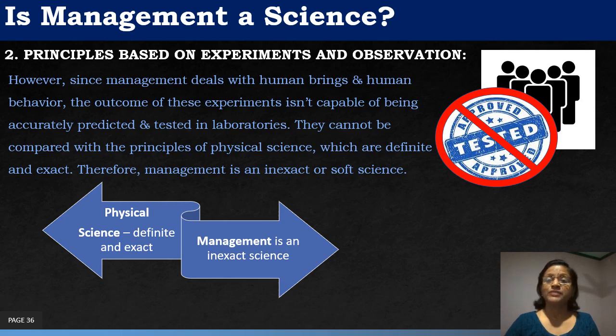However, since management deals with human beings and all human beings are different, you cannot get their different behavior tested in a laboratory, and their results are not going to be accurate because humans are different in nature. Therefore, you cannot say management is science because physical science is definite and exact, whereas management is an inexact science.